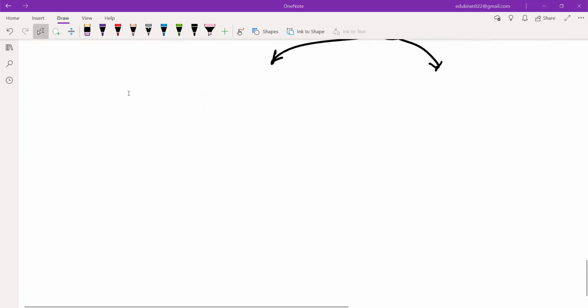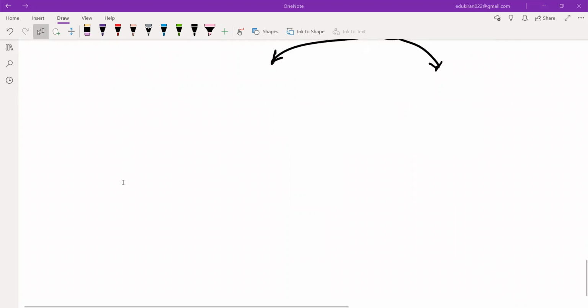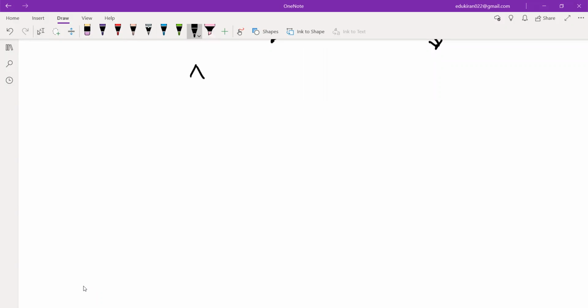Now, how to calculate it? I will start with a simple reaction. We always do this: we start with something very simple, then we add some complexities to it. So I have A, which is giving me B.